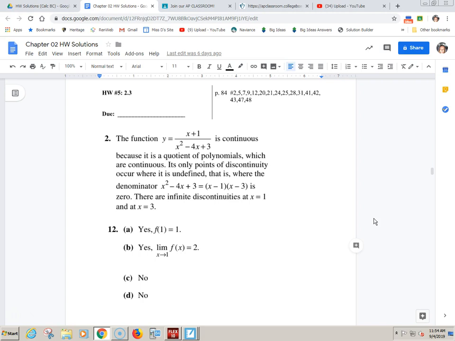There are infinite discontinuities at 1 and 3. Infinite discontinuities, vertical asymptotes. Infinite discontinuities resulting from the infinite form, number over 0. Number 12: A is a yes, B is a yes, C is a no, D is a no.